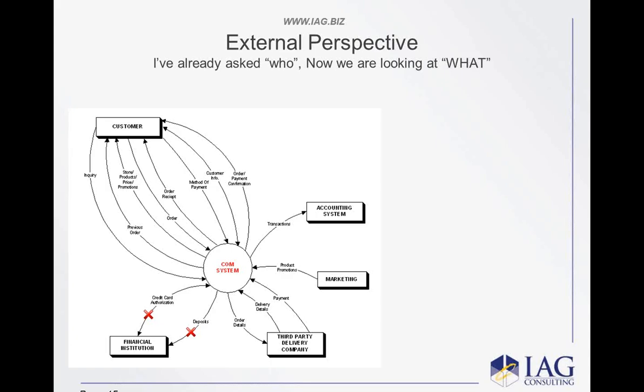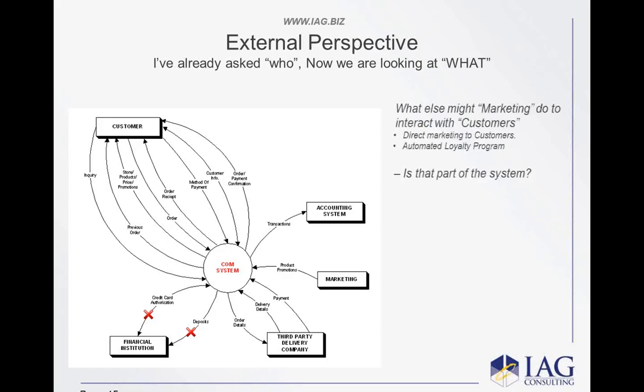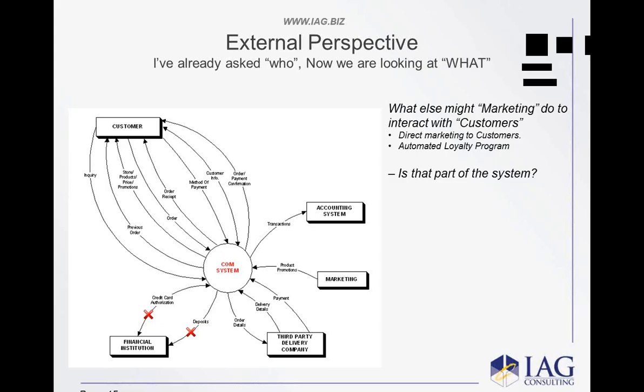So we've identified that we've got certain players at the table. One of them might be marketing. And you might ask, how is marketing interacting with customers? Is it direct marketing to customers? What are the other things that marketing could be doing? Direct marketing to customers, automated loyalty management, are those things part of the system? Because I see marketing and customers in here, and that's the relationship in our customer. Is that part of it? No, it's not.